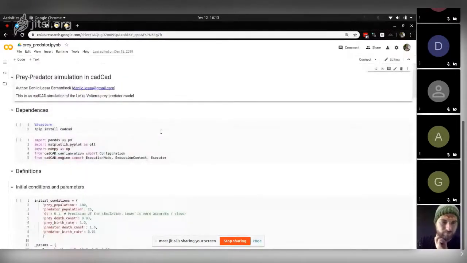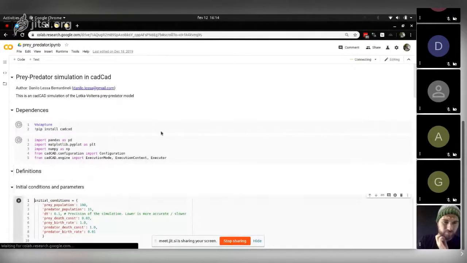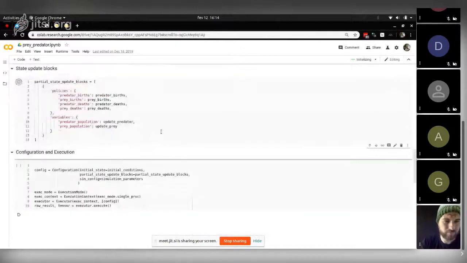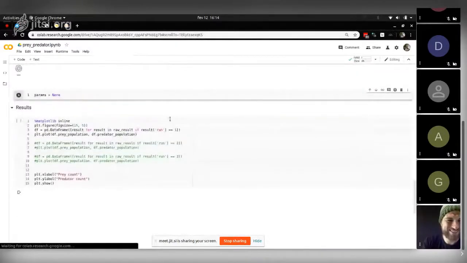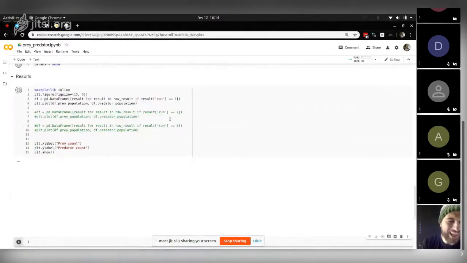This is one of the first models that I did in cadCAD. Actually, it's basically very similar to what I showed you. However, the parameters here are right. I can even share it with you afterwards if you want. What's that? Yeah.